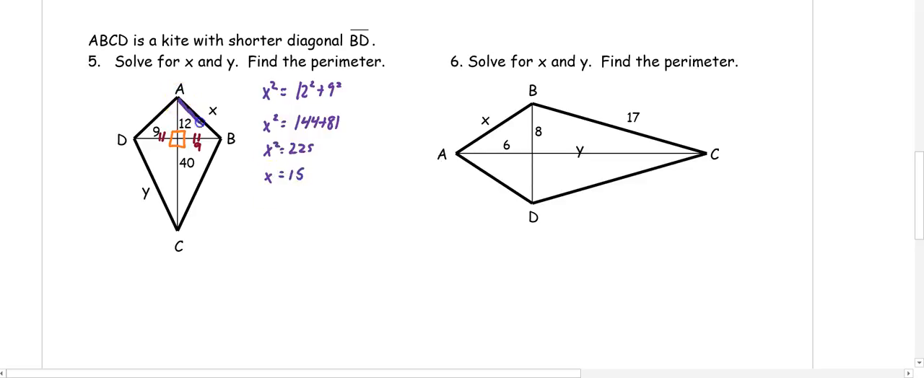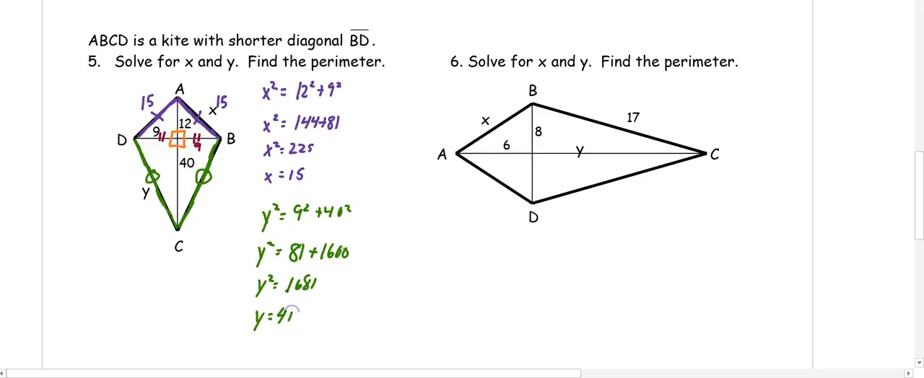So remember that the consecutive sides that are next to each other that are congruent, so if this is 15, AD is also 15. Then we're going to do the same thing solving for y, because y is going to give us CD and BC, because these are my other 2 sets of congruent sides. So to solve for y, we have y squared equals 9 squared plus 40 squared. 9 squared is 81 plus 1600. Y squared equals 1681. And when we take the square root, we get y is 41.